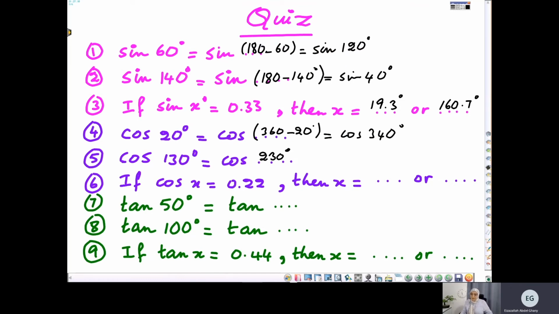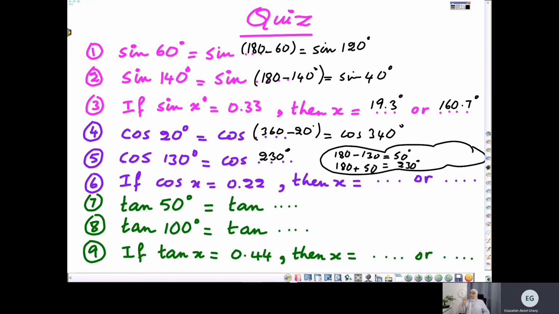I'll say it again. How did I find it out? I'll write here. 180 minus 130. I need to find an acute angle, which is 50 degrees. And then 180 plus the same acute angle will give you 230.